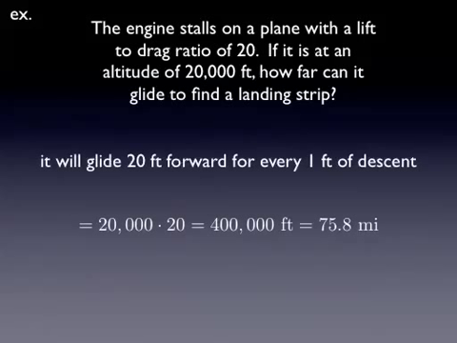We start at 20,000 feet. We're going to descend all of those 20,000 feet, and we'll move 20 feet forward for each of those feet dropped. That works out to 400,000 feet or 75.8 miles. You could also solve this with trigonometry by solving for theta using the previous equation, and you'd come up with the same answer.